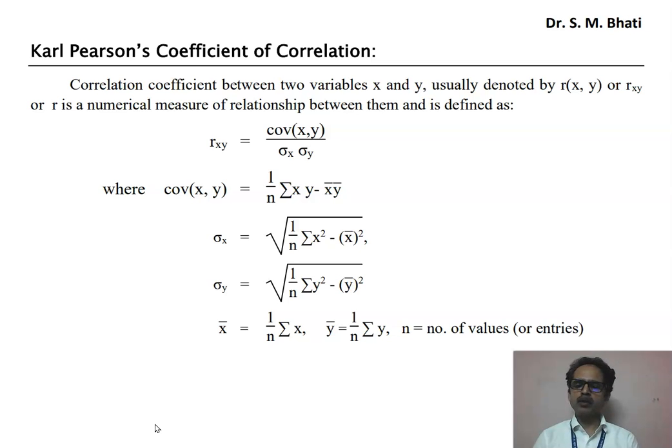If r is minus 1, then it is perfectly negative. If r is, say, 0.8, then good. If r is 0.9, then excellent. If r is 0.4, then good.